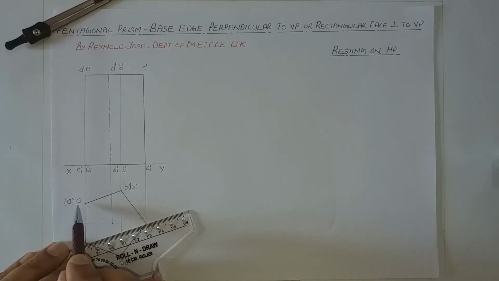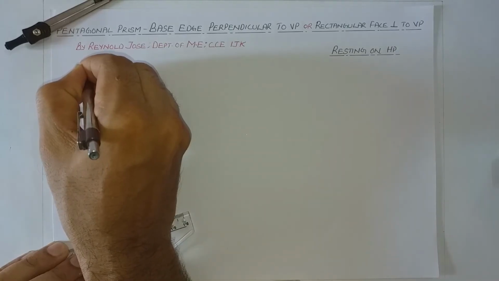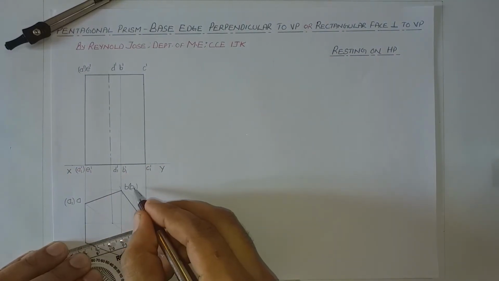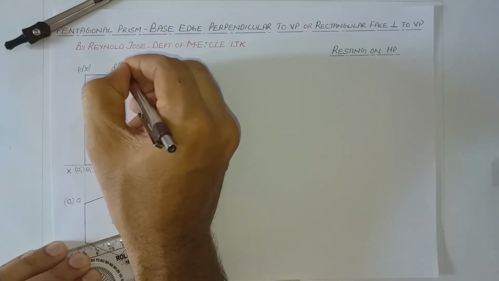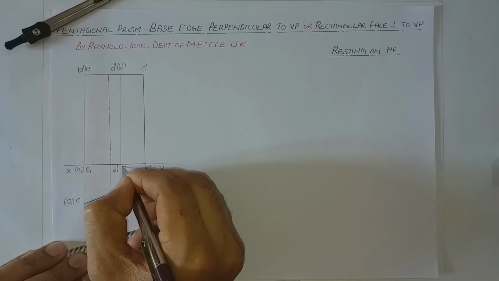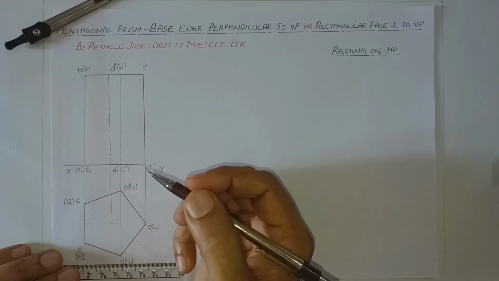A and A1 will be invisible. So here it is A in brackets, A1 dash also in brackets. Then B and B1: B dash in brackets and B1 dash also in brackets. So this is about the naming.